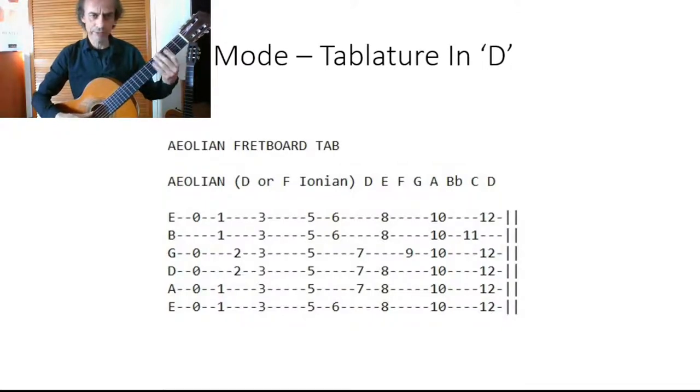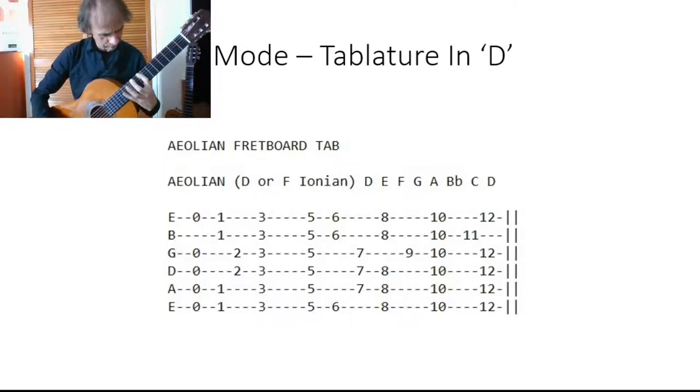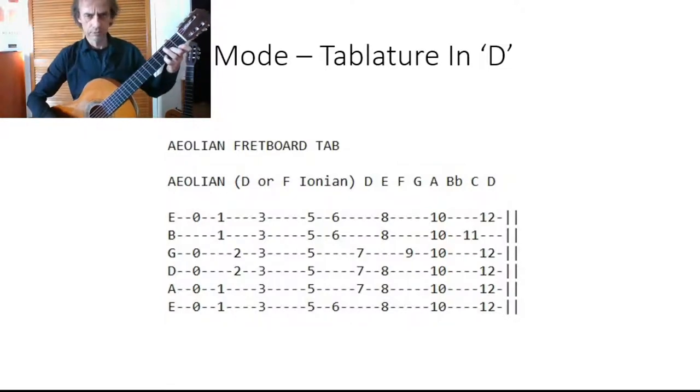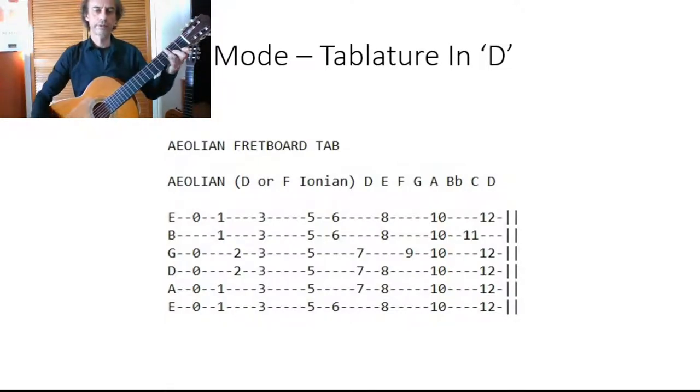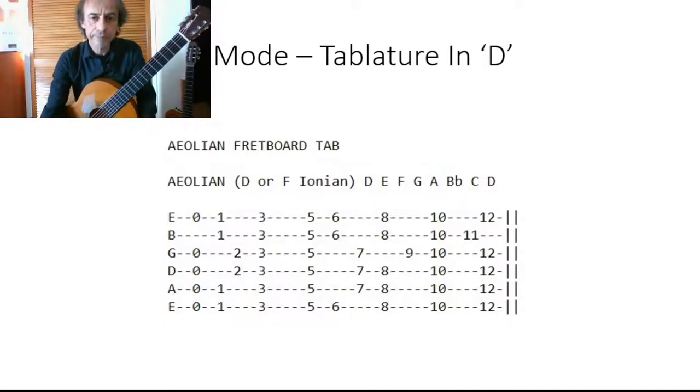The E string will obviously be the same as the top E string: 0, 1, 3, 5, 6, which is where your B flat is, 8, 10, 12. So that's a very good way to get to know the scale and get to know the fretboard. And if you want, I've written F Ionian. In other words, you can think of it as an F major scale.